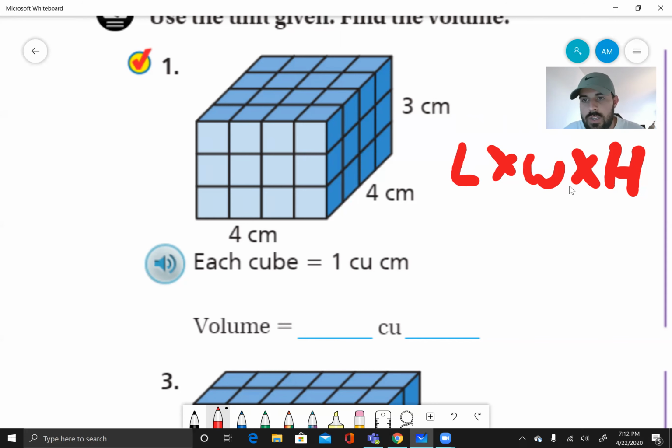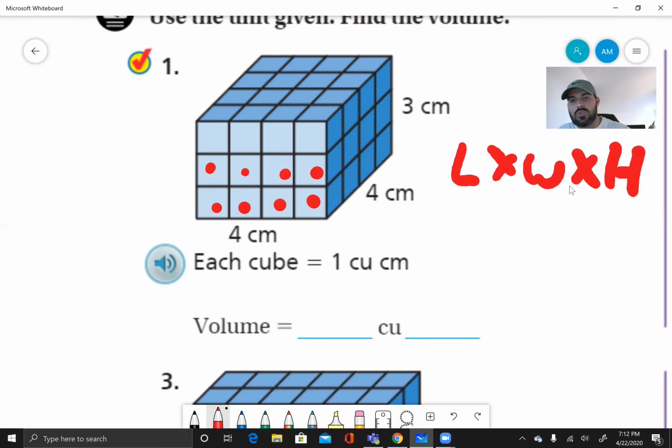If you look at number 1 here, we need to find the volume. In the last video, I told you that you can count. We had 1, 2, 3, 4, 5, 6, 7, 8, 9, 10, 11, 12. We had a total of 12 cubes per layer, and we have 4 layers. So I could have done 12 by 4 to get my answer, but let's implement the formula.